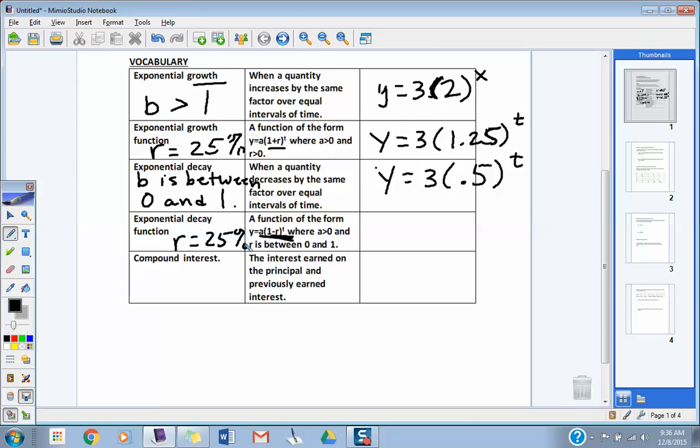You bet. So let's look at this example right here. Exponential decay would become the following. Y equals, let's start with a value 3 again. All right, here we go. What would 1 minus 0.25 be this time? 1 minus that percent. 0.75, right?